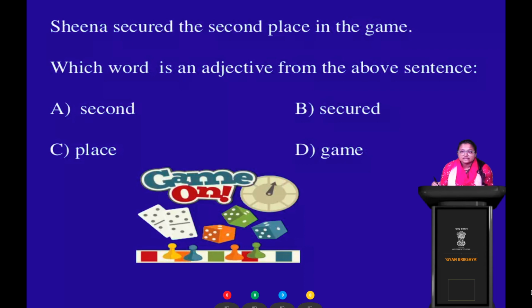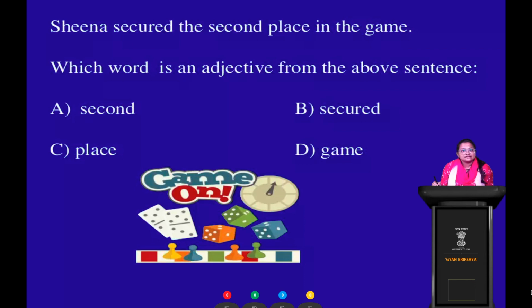তোমাদের একটা sentence দেওয়া আছে, সেন্টেন্সটা হচ্ছে Sheena secured the second place in the game. ঠিক আছে? এই সেন্টেন্সটা তোমার কাছে দেওয়া আছে. What you have to do is, you have to find out the adjective from the sentence. এই সেন্টেন্সের মধ্যে adjective কোনটা আছে সেটা you have to find out.